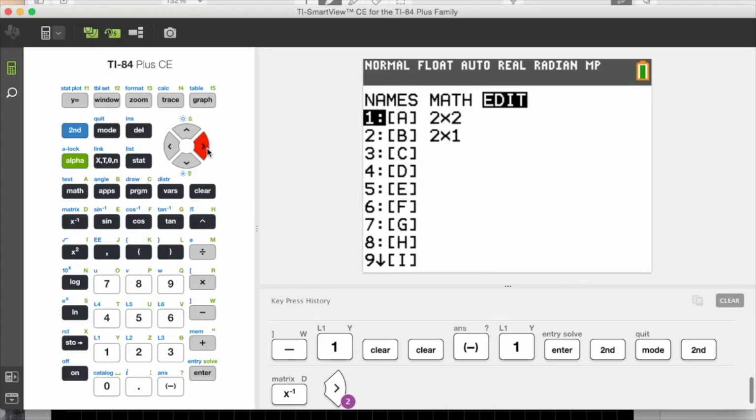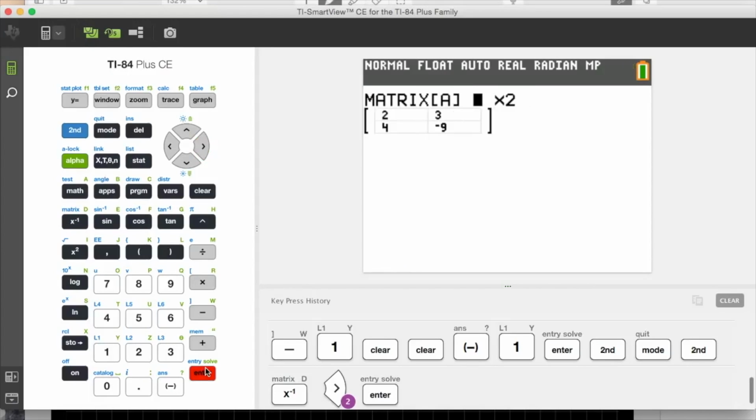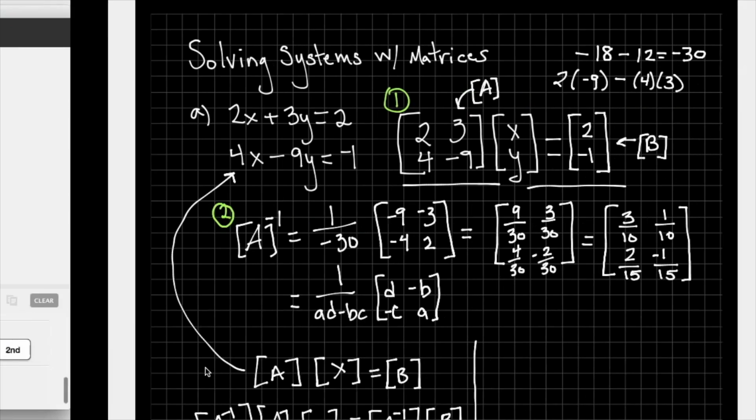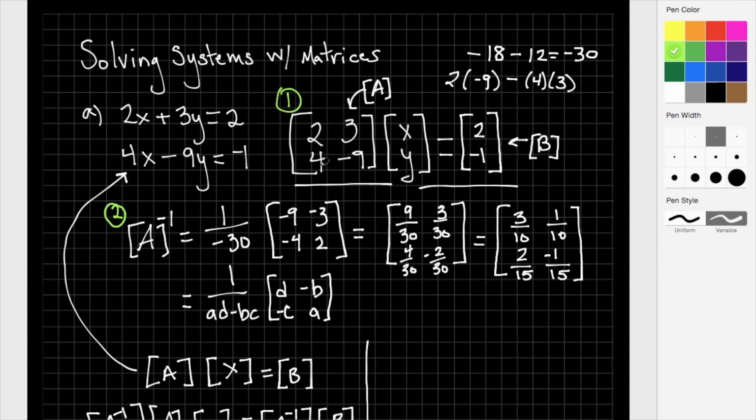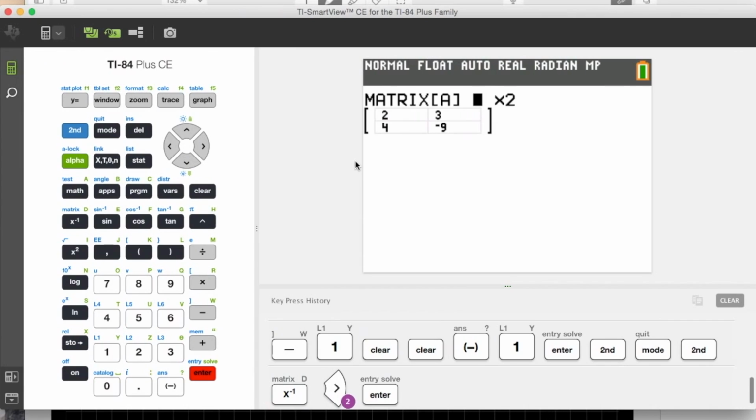If I go over to edit and I hit enter, notice my cursor is on number one, which is the matrix A. It'll show me what's in that matrix. And I can see that here it's 2, 3, 4, and negative 9. If you go back and look at what we had earlier, that's matrix A, 2, 3, 4, and negative 9. Right? So I just brought that over and plugged it into my matrix A in the calculator.